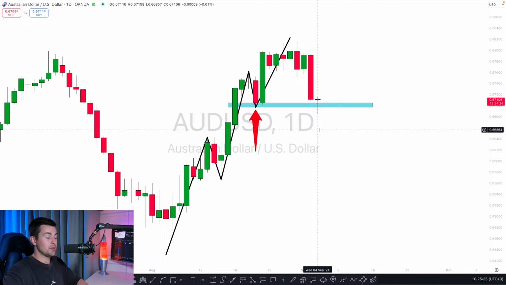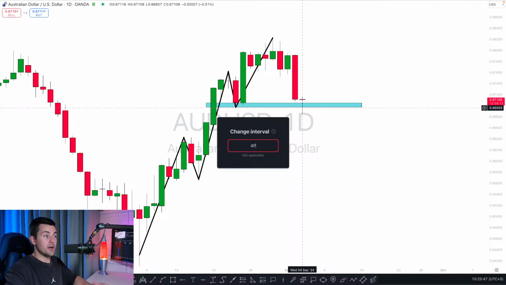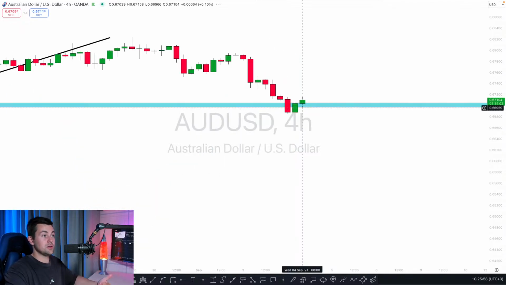So we see the test of that blue support at the moment, and after we see the test of a key daily structure, the next task will be to look for confirmation. And the next time frame that we will analyze will be the 4-hour time frame. The 4-hour time frame is the second time frame in our multiple time frame analysis trading strategy.